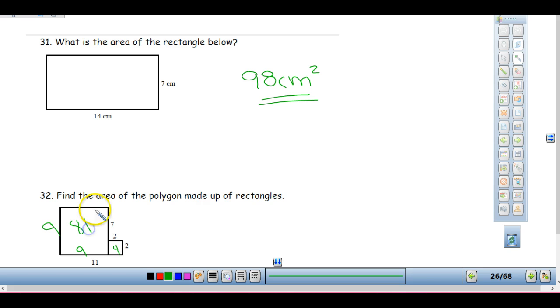So the area of this one is 81, so 81 plus 4 is going to give me 85. And since we don't have a label, we just leave it as 85. Okay, I did this one wrong on your key, so make sure you go by the video, because it is going to be wrong on your key, number 32.